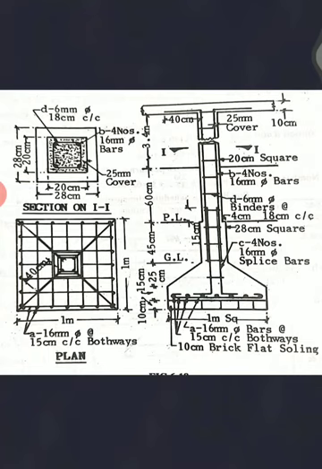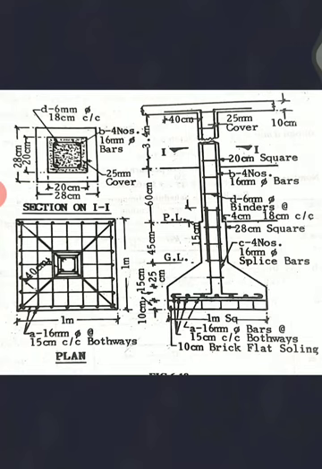You can see the dimensions here. This we call the base slab or hook mesh. This base slab dimension is 1 meter by 1 meter. Then you will have different depths here. This height is 15 centimeter, given here, and this height is also 15 centimeter.